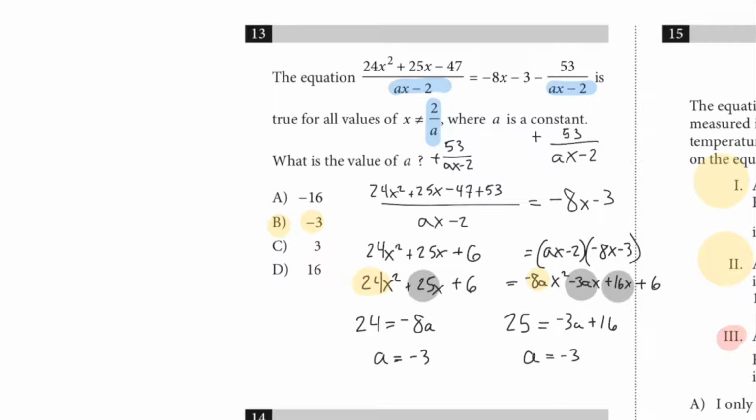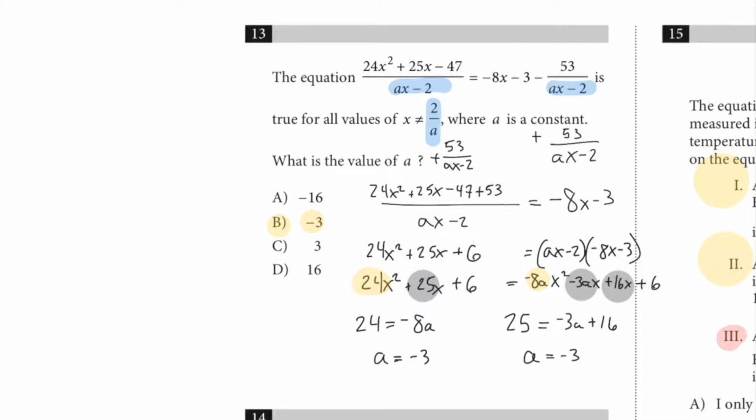So anyway, the first thing that I did was I added 53 over ax minus 2 to both sides. You notice both of these fractions have the same denominator. We've got common denominators here, so you can just add them to each other. I've got all of this plus 53. The constant minus 47 is here, and you add 53 to that because these are common denominators. And you get this, and then I simplified.